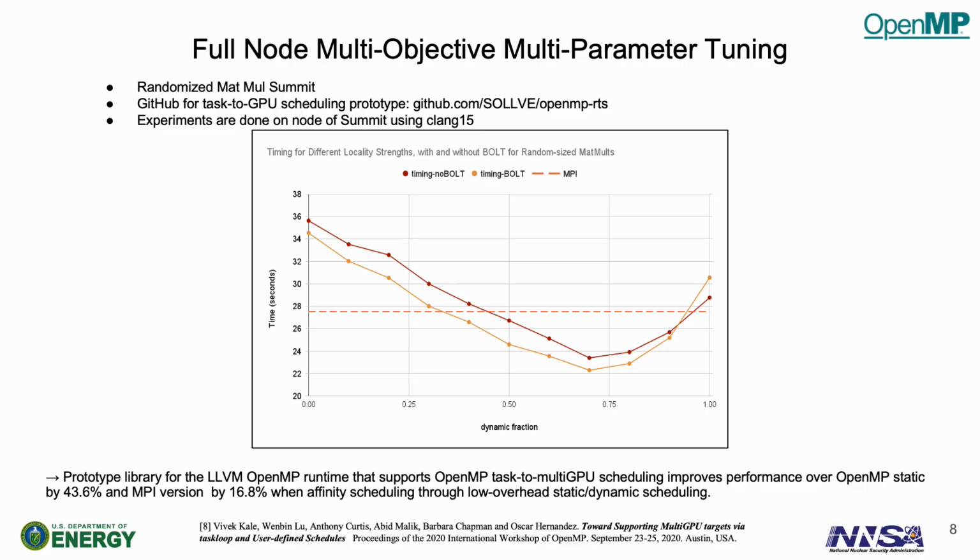And so what we can see here is this dashed line, which is the baseline, and that's the MPI version using one MPI process per GPU. We can see that using this dynamic task to GPU scheduling is a notable amount better. And so all in all, we see that doing this sort of tuning is very beneficial for this multi-GPU dynamic scheduling.